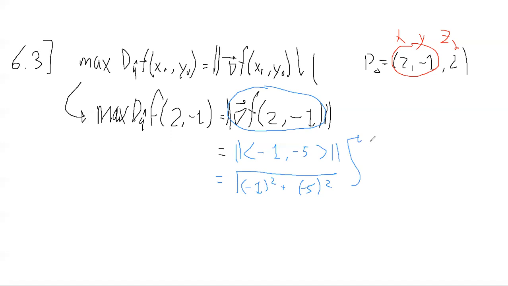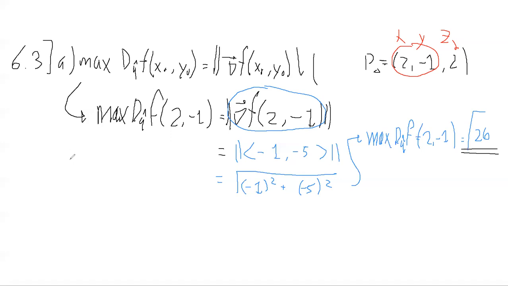And from doing this, we know that our max of D_u f equals f of x at (2, -1). This will equal 1 squared plus 25, so 26, the square root of 26. Is this the answer? Yes, it is. So this is the answer for 6.3a. This is 6.3a.